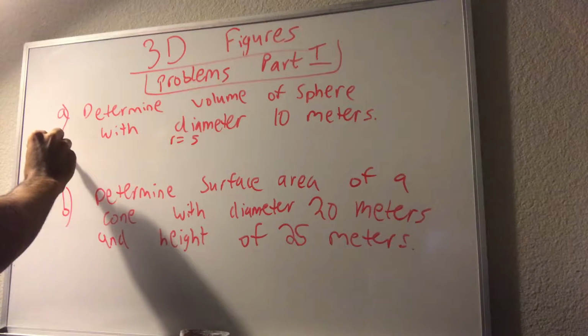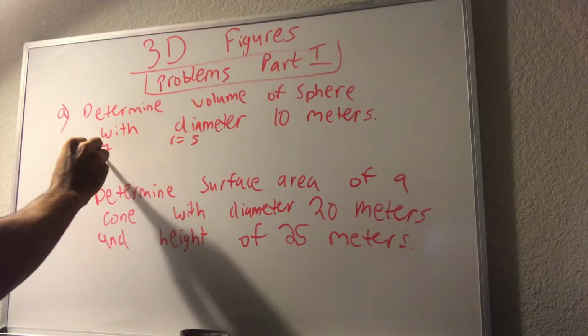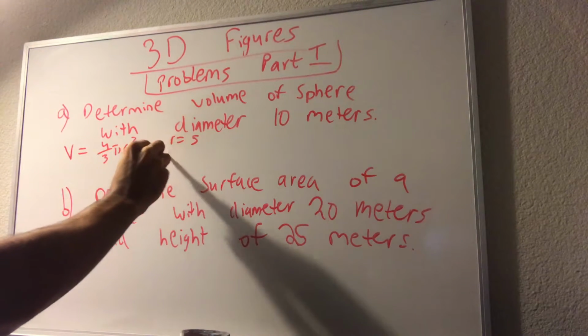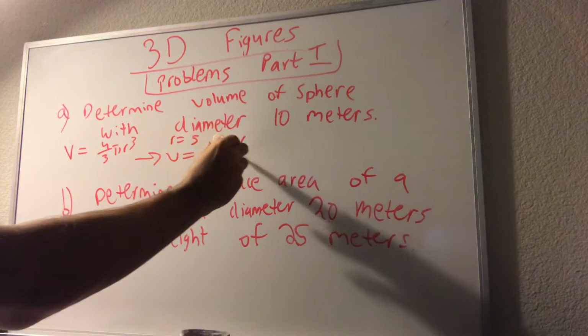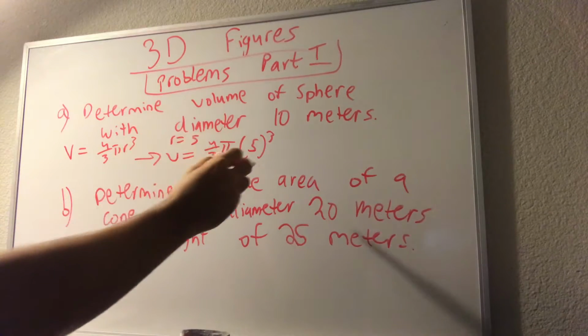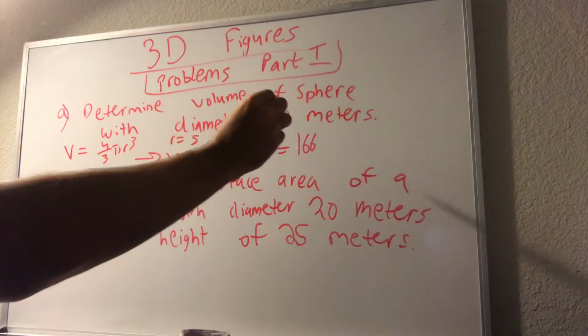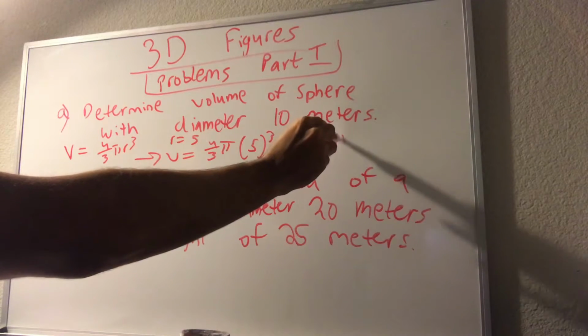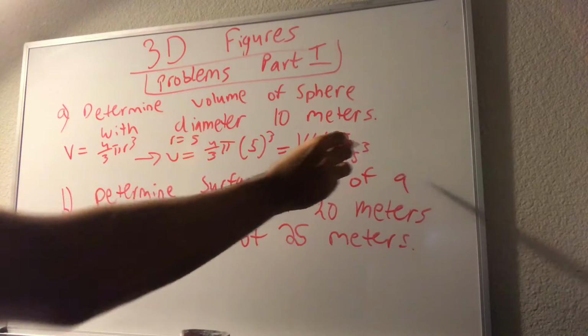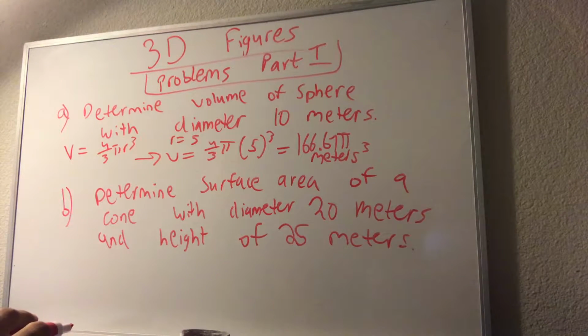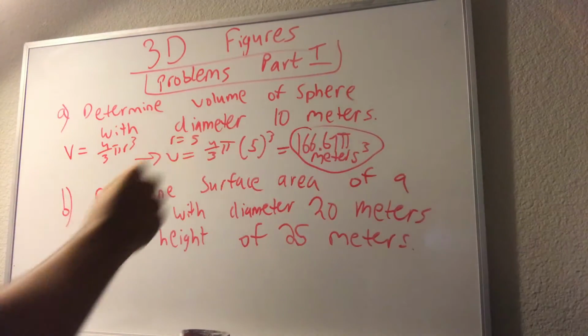If you recall from the previous lesson, the volume of a sphere is 4/3 pi r cubed. So here the volume is equal to 4/3 pi, and r is 5, so 5 cubed. If you solve this, you get 166.67 pi meters cubed. When dealing with these types of problems, you can further evaluate the value of pi and multiply that by 166.67. However, it's more exact to leave it as 166.67 pi meters cubed as the volume. So that's our first problem.